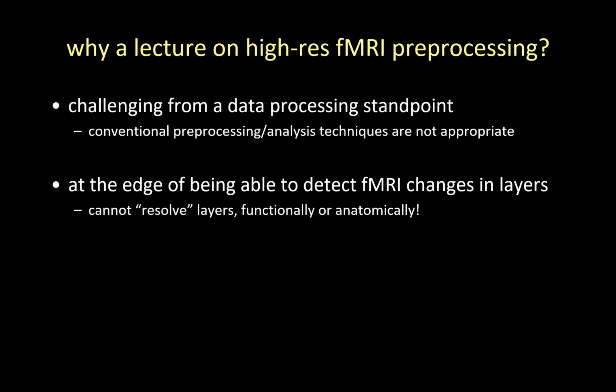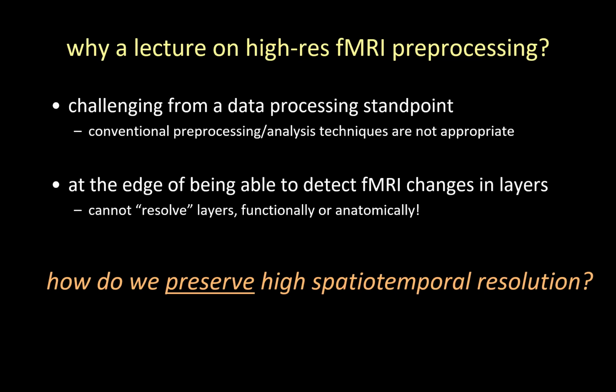As we said before, with a lot of our data we're really at the edge of being able to detect the fMRI changes within layers. We typically don't have as much resolution as we would like. As I mentioned, we usually cannot resolve layers, functionally or even anatomically. So there are many opportunities to lose the hard-won spatial and temporal resolutions in our data if we aren't mindful of these inadvertent losses in resolution due to improper preprocessing choices. And that's what I'd like to talk about today.